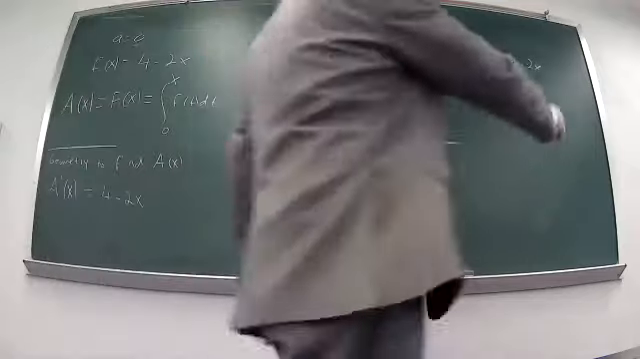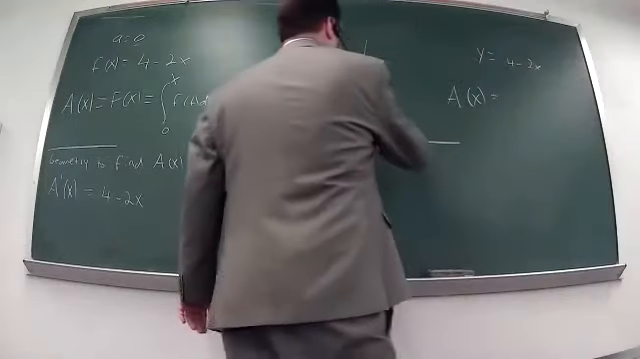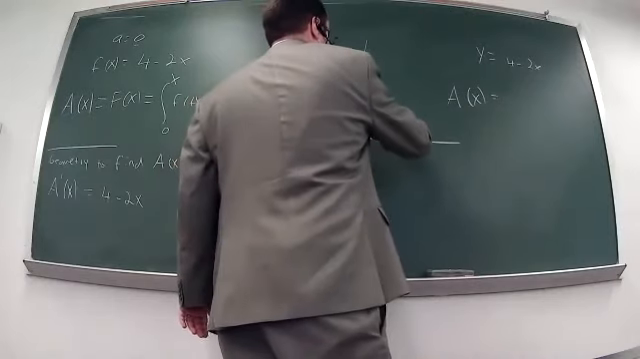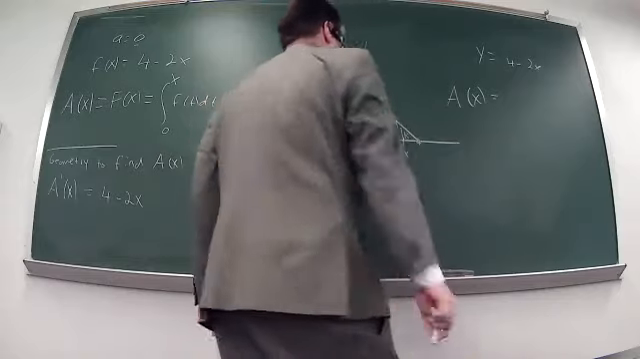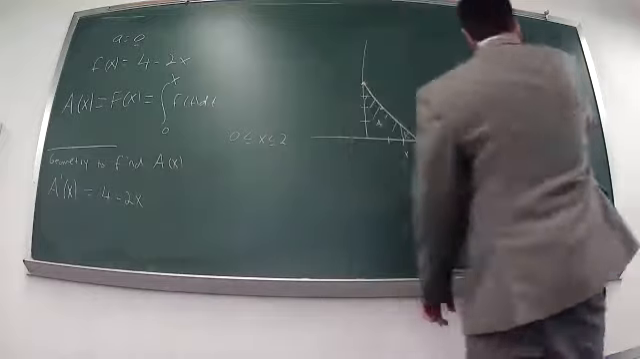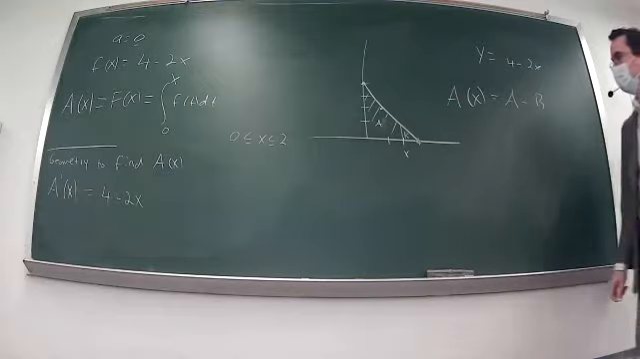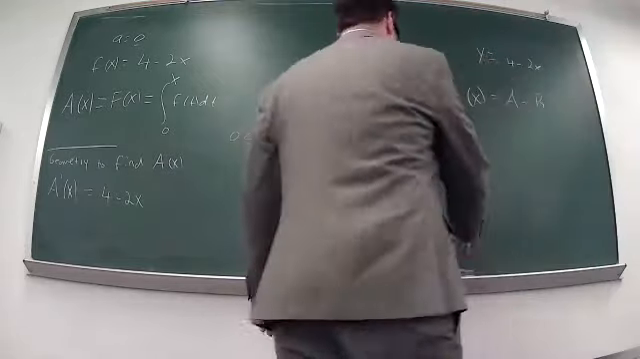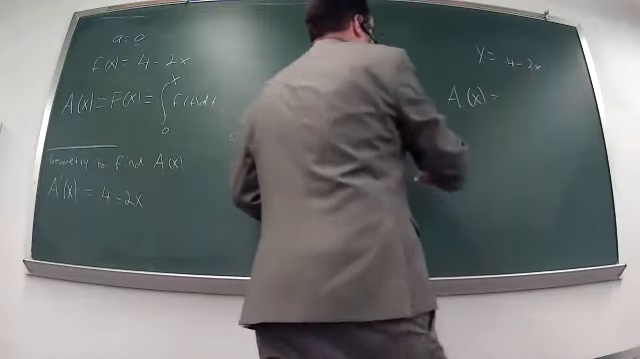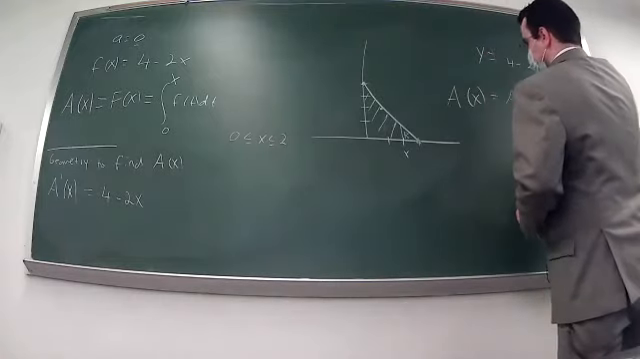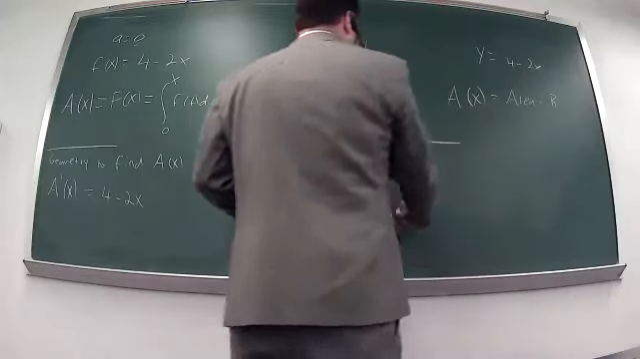And then A of x would be like the area of this shaded region, which I'll call A, minus the area of the other shaded region, which I'll call B. So I need to find out those, well, it's not actually A minus B, is it? It's actually the area of the whole triangle minus B, isn't it? The area of the whole triangle doesn't change.